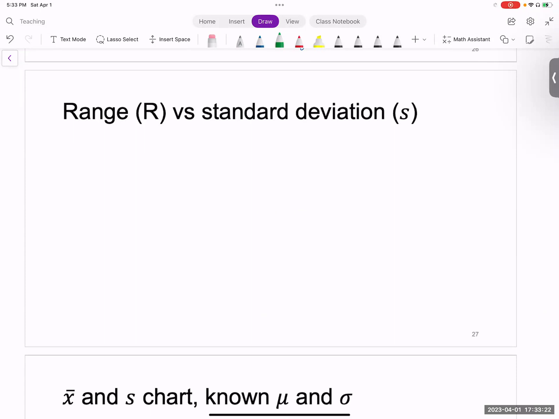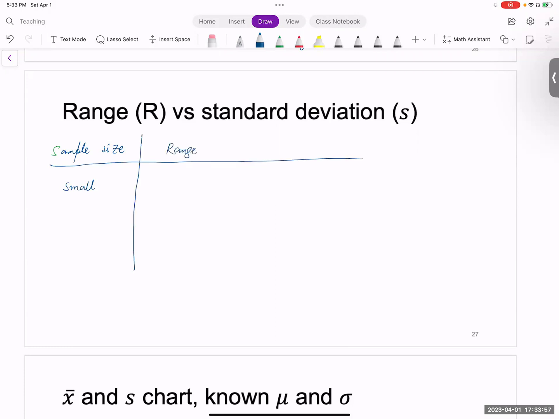But before we talk about that, let's talk about the differences between range and standard deviation, because earlier we were doing a range-based monitoring of process standard deviation, and now we'll use standard deviation itself. So let's see why it makes sense to use range as opposed to just using standard deviation, and when standard deviation could be useful for monitoring the variability. The first factor is sample size. If your sample size is small, it's just easier to compute range.